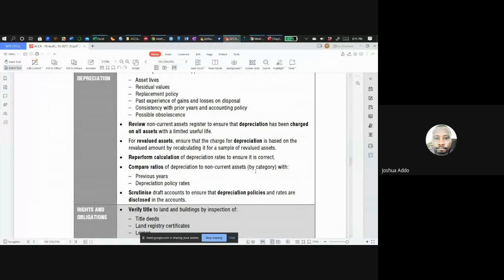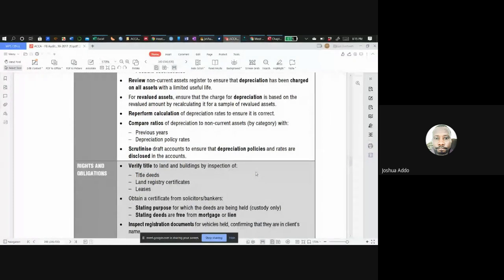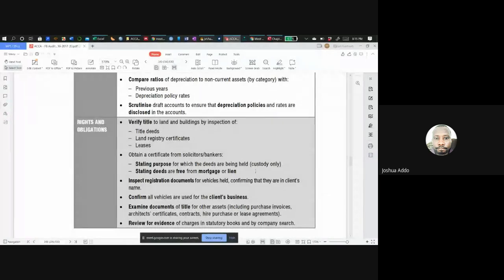Verify title. Okay, we are moving to another assertion. That is rights and obligations. And by this assertion, management is communicating that every non-current asset they have put on the balance sheet or the statement of financial position actually is owned by the client company, or at least it is possessed and used. That's the substance over form, and used by the client company. That's what they are claiming on the face of the financial statement. That's what we call rights. On the side of the asset, that will be rights.